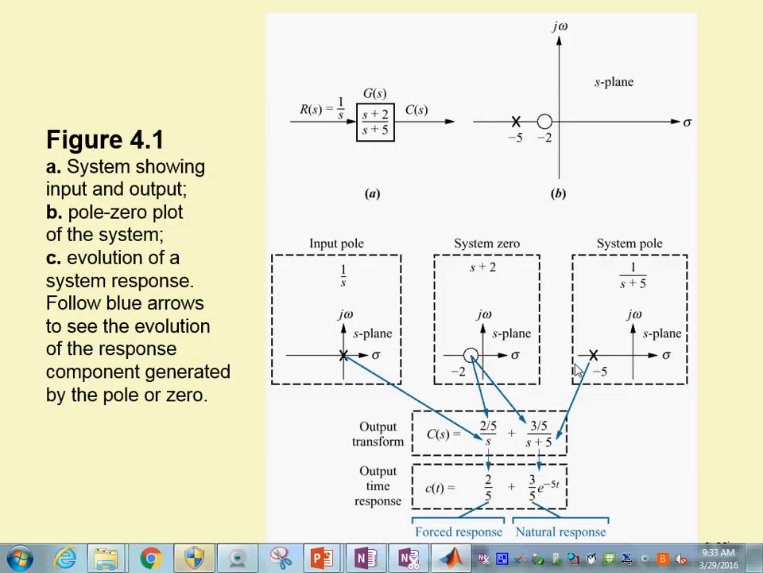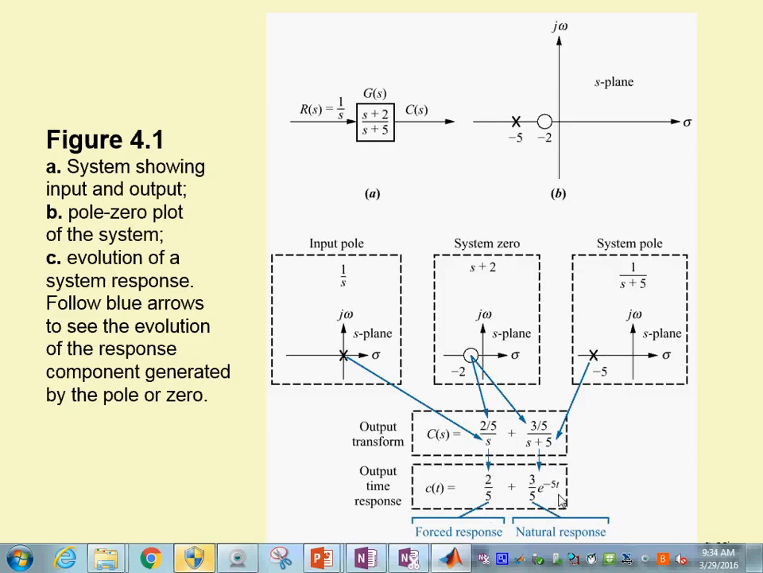So the response, I mean the output, is going to be the combination of these three factors. That's what C of s is. Okay, so this is the first 1 over s, and then if you do this multiplication, you can reduce it to this fraction like this. See? And what we are going to see is that when the system responds to this transfer function, the system is going to have a forced response part and a natural response.